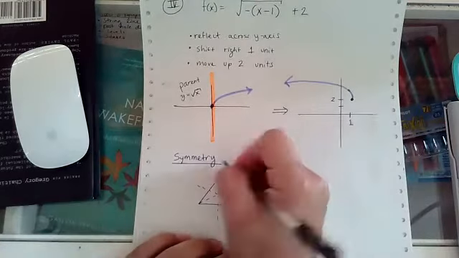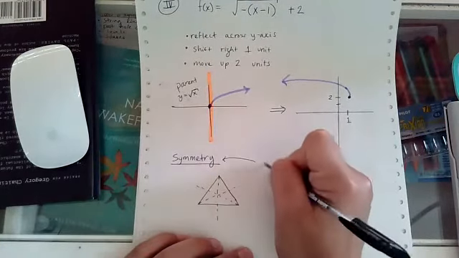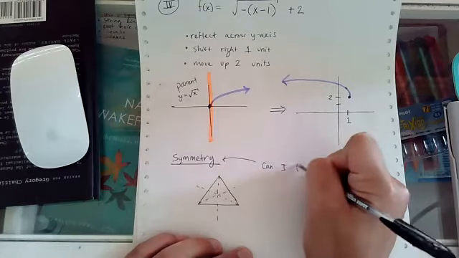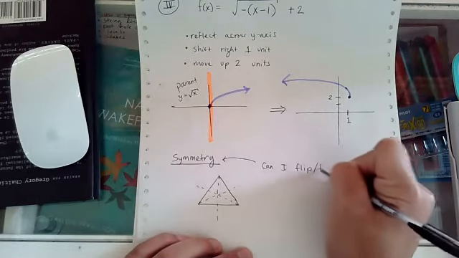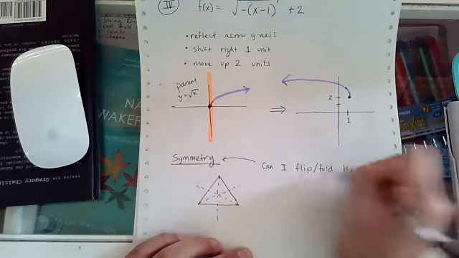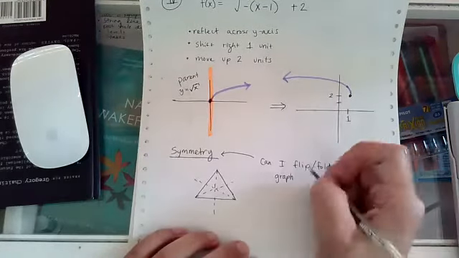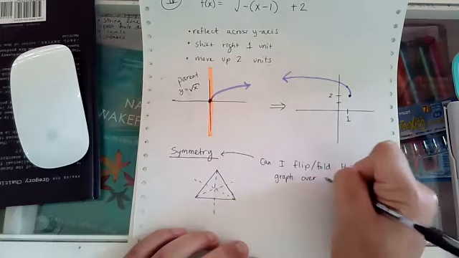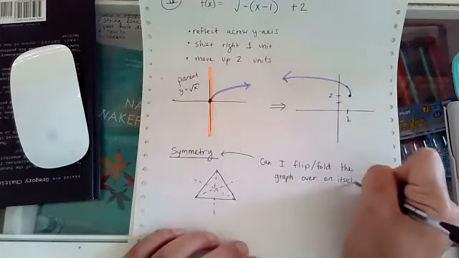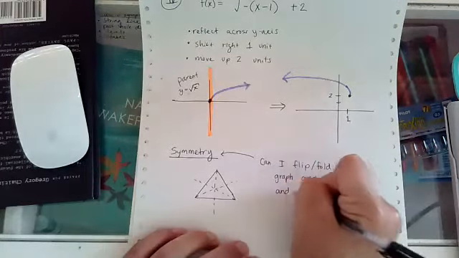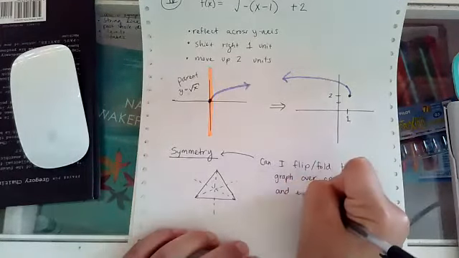So this idea of symmetry, we're going to think of, can I flip or fold the graph over on itself and end up with the same shape? Or in other words, does it fold over perfectly onto itself?